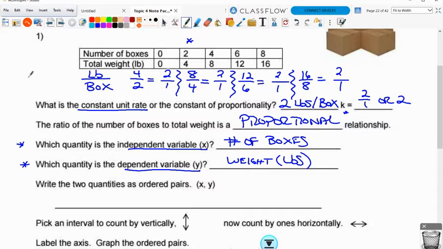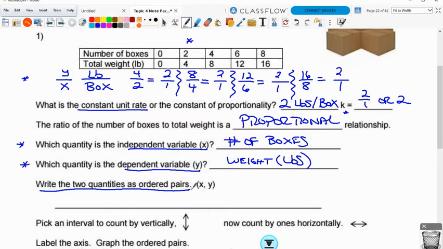Looking back up here when we set up our ratios, the dependent variable was in the numerator and the independent variable was in the denominator. So now we know which one is the y value and which one is the x value. That's going to be important because for a graph, we need to take our data and write the 2 quantities as ordered pairs. Ordered pairs are always set up as x comma y. The x variable goes first, the y variable goes second.